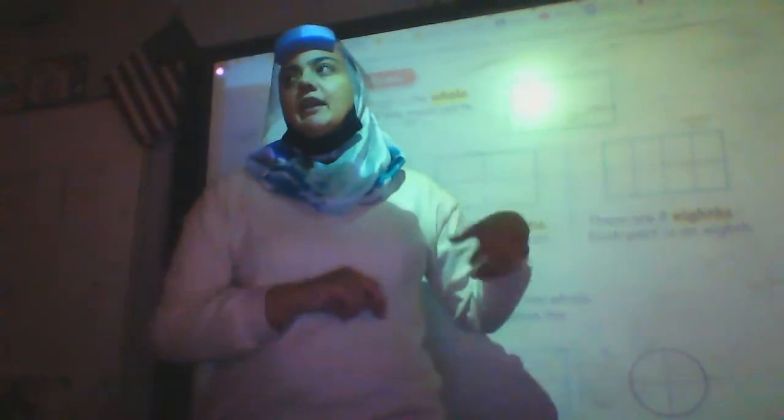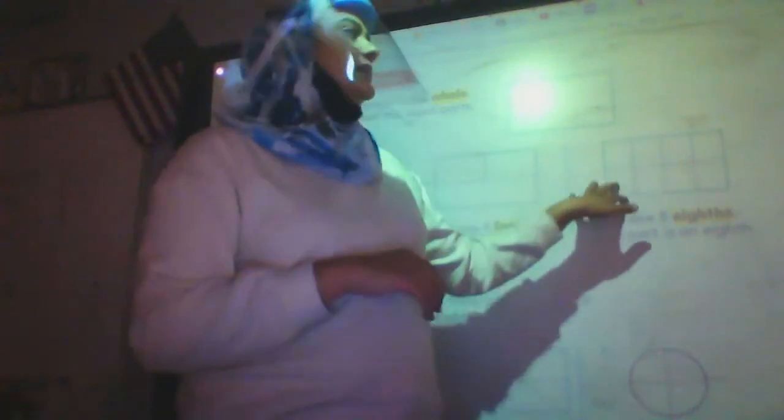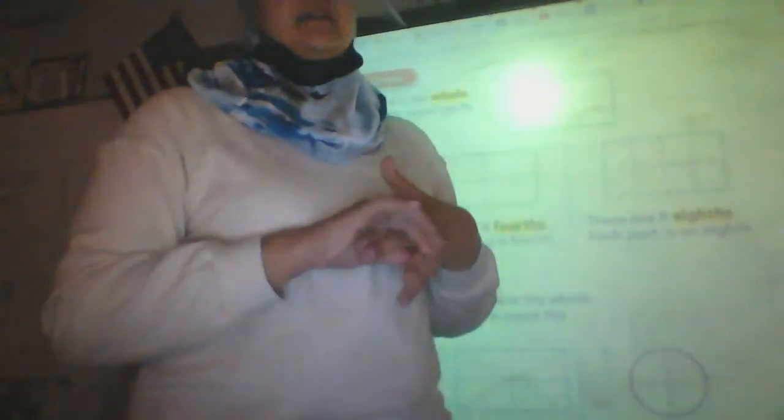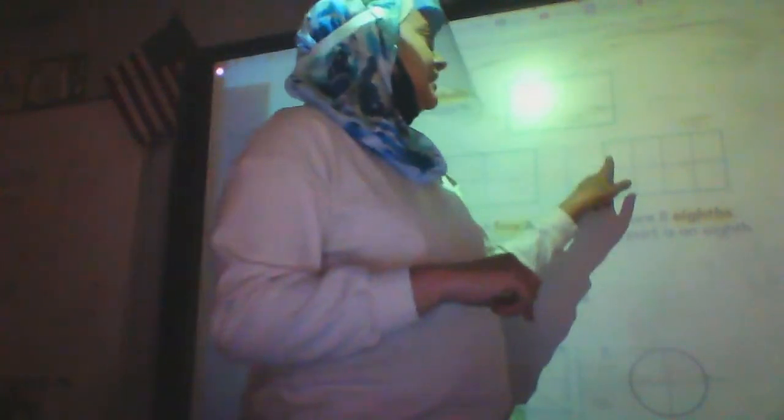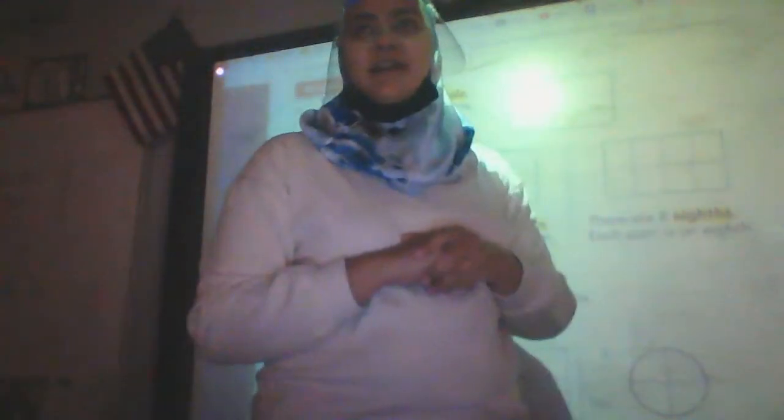So let's say we have a party in class, and I have a pizza, and I cut it into eighths. How many pieces does each person get? 1/8. Very good. You get an eighth, which is the same as 1/8. You get 1 out of the 8 pieces. Is that right? Okay, good. All right, let's keep going.